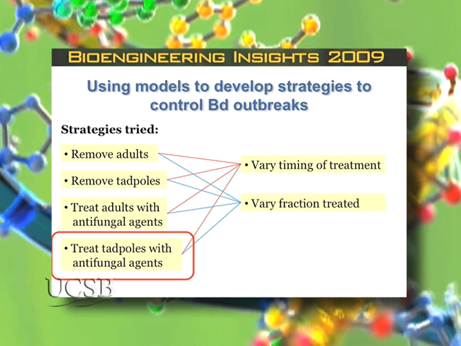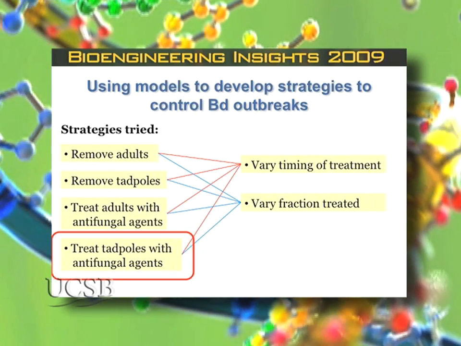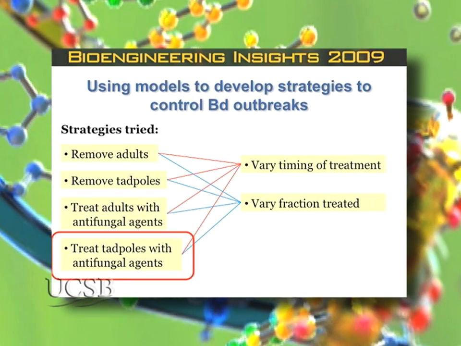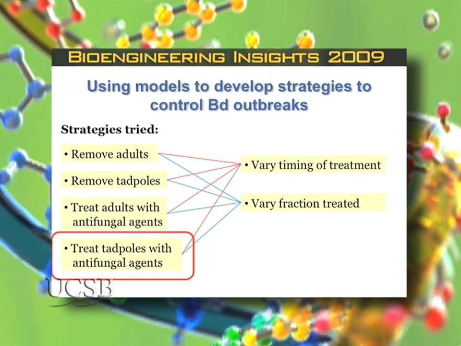So far, among all of these strategies, it appears that treating the tadpoles with antifungal agents, especially at the point where the adults have already crashed in the population and we just have tadpoles left, works best. Without any intervention, those individuals would, as they go through metamorphosis, die due to the fungus. So treating the tadpoles appears to be effective.